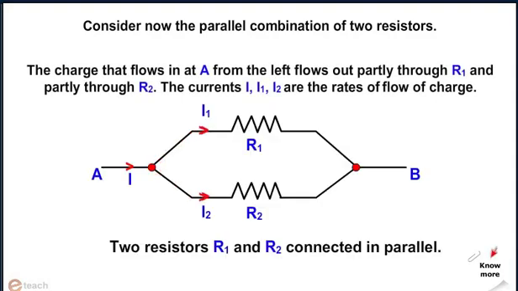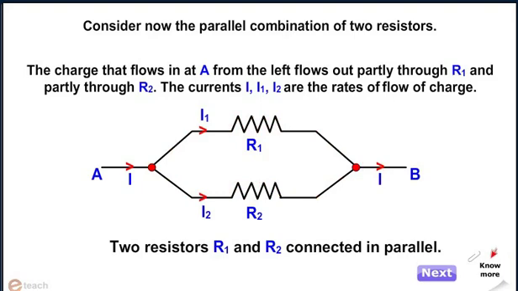Now consider the parallel combination of two resistors. The charge that flows in from point A flows partially through R1 and partially through R2. Hence, different currents I1 and I2 flow through R1 and R2. Hence, I equals I1 plus I2.